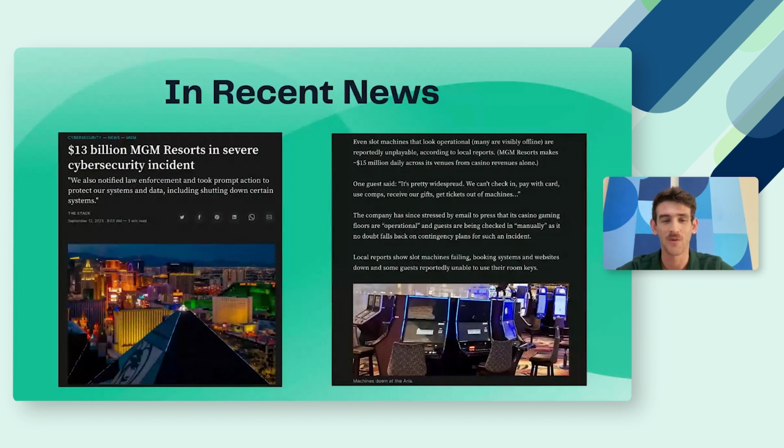In other news, recently we had some casinos get impacted by a cybersecurity incident. While they believe this was likely due to ransomware, this shows again how security plays a role in our everyday lives, where if you were at the casino during those days, most machines were not operational, and the company itself was losing millions of dollars per day.